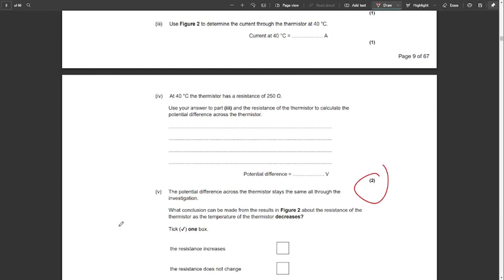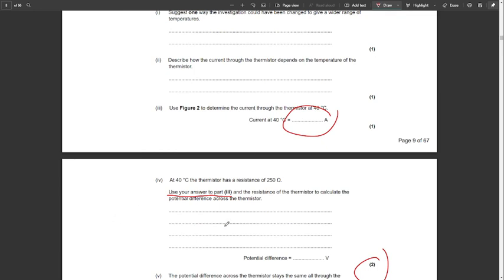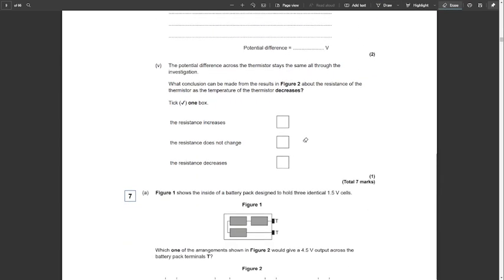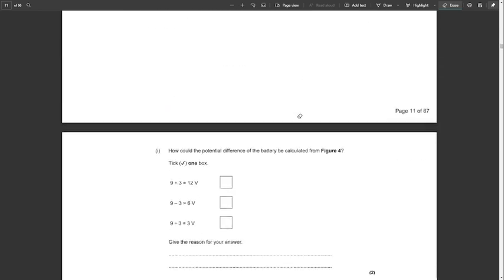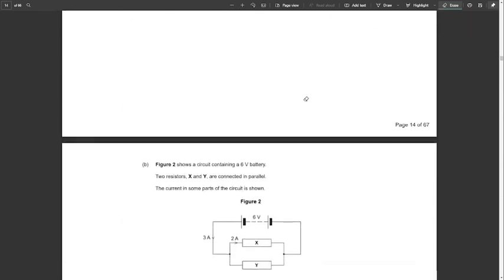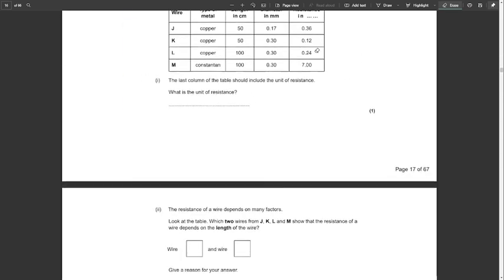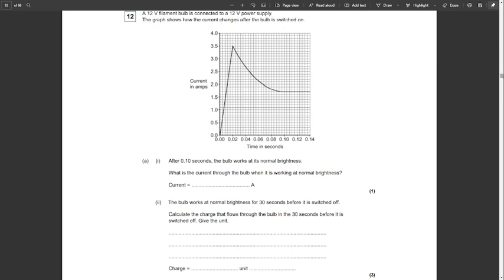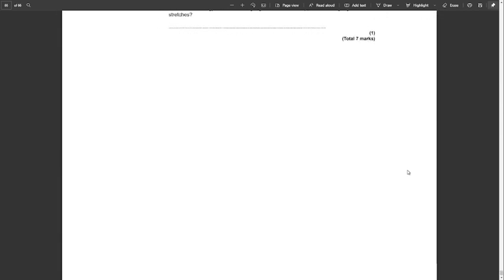2 mark question. Use your answer to part 3. You're going to need the answer that you got up here. Calculate the potential difference. You're going to need to write out the equation, that's 1 mark. And then answer the equation, and that's 2 marks. And I do believe that pretty much covers every scenario which you will get. So there's a little bit of blank space at the end, which there is. Let's use this.